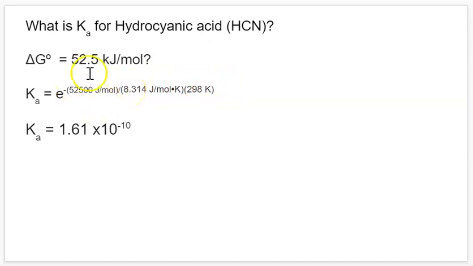You'll notice here that I changed my 52.5 kilojoules per mole to 52,500. That's because our constant is in joules per mole per degree Kelvin, so these units need to agree. Then I divide that by RT, and then I do e to the negative power of all of that, and I end up with 1.61 times 10 to the negative 10, which is a very small equilibrium constant, which agrees with my previous prediction that this was going to be a very weak acid.